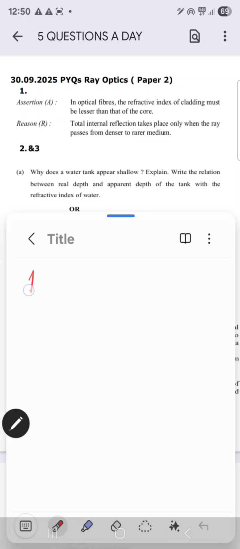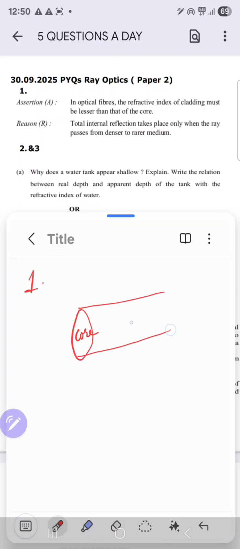Now, we know that in optical fiber there is a core and the outer covering is known as cladding. And we know that TIR or total internal reflection would take place only when the ray of light is going from denser to rarer medium. Only then total internal reflection would take place. Otherwise, total internal reflection will not take place.